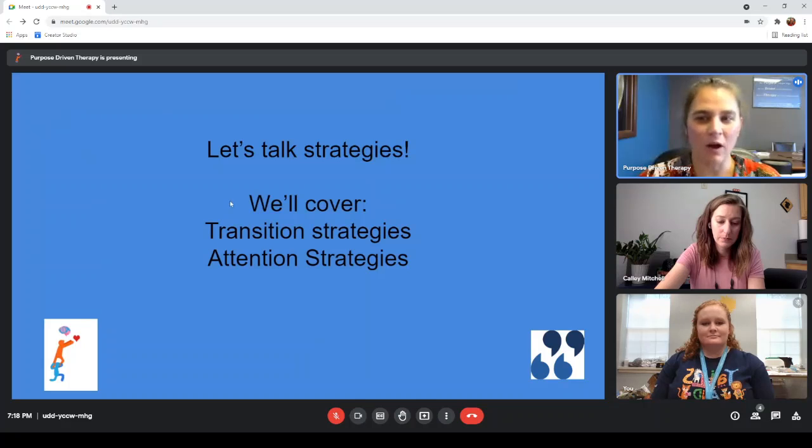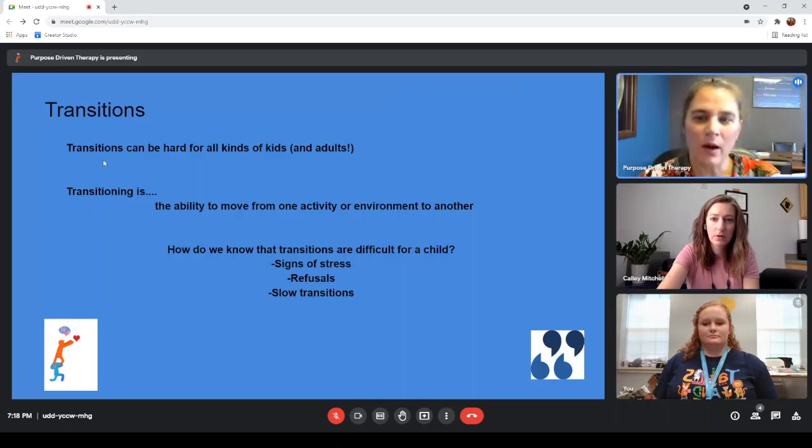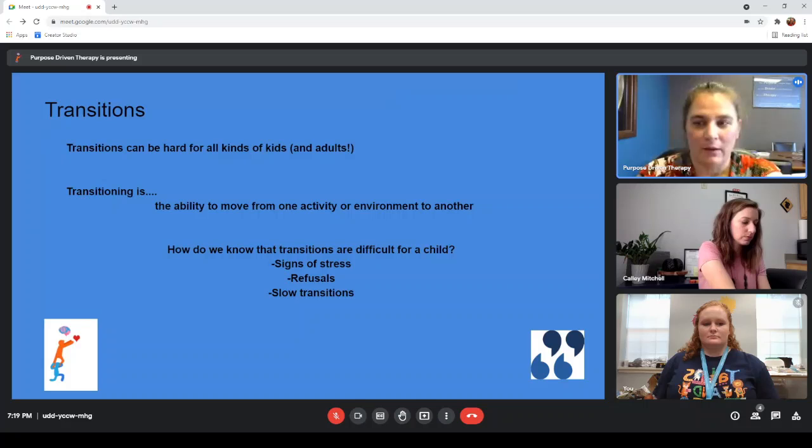So let's go ahead and talk about some strategies using all of the stuff that we just went over. We're going to talk about some strategies to transition from one thing to another, and then some strategies to keep attention. Transitions can be hard for all kinds of kids, adults, people in general. Transitioning is the ability to move from one activity to another, or from one place to another.